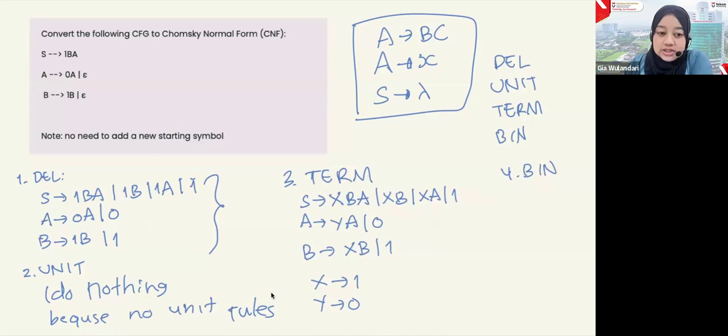So the only thing that will change will become, for example, C is defined as XB or XA or 1, A stays the same, B is the same, X is still 1, and Y is still 0, like this.